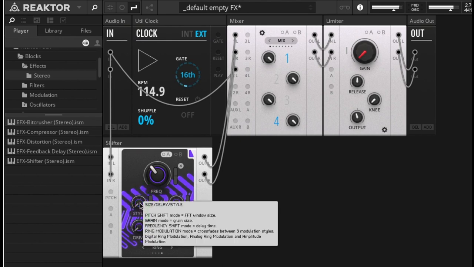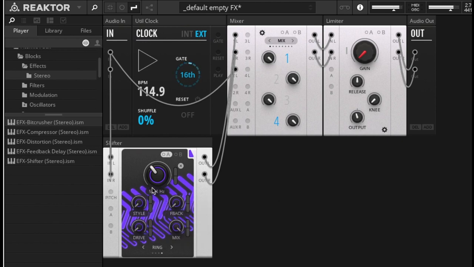If you just look at the knob that pops up with a pop-up of text, it crossfades between three modulation styles: digital ring modulation, analog ring modulation, and amp modulation, which is just a multiplication of one signal against the other. We have an oscillator in here that's performing the sine function. This is the frequency of the oscillator that's running the sine function. So there's a couple of different ring mods here.